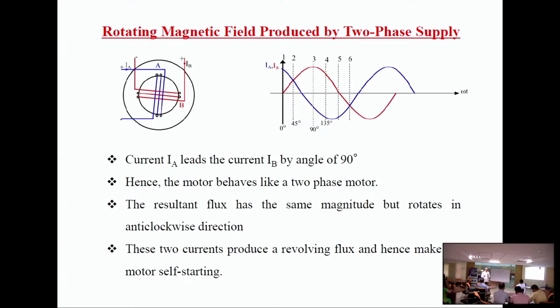Okay, so in that case a rotating magnetic field will be produced. So once a rotating magnetic field is produced, then on the same principle it will continue to run.